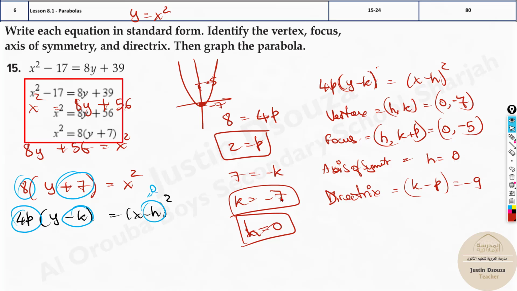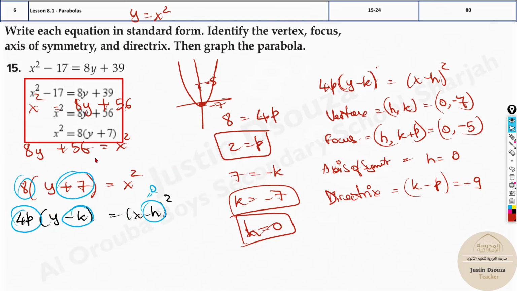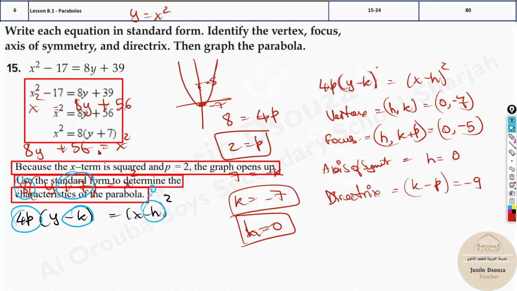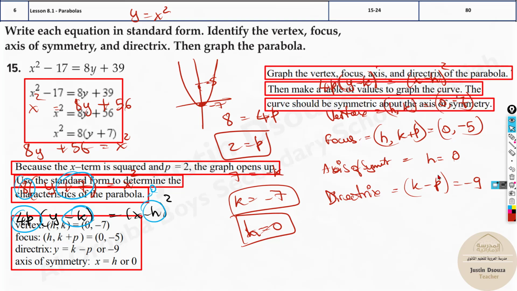Let's just look into it. So you can see this is the standard form we also got. We have just written it the other way around. You can write it this way also, it's fine. And then here, first is vertex 0, minus 7, focus 0, minus 5. Now directrix was minus 9, and what was the axis of symmetry? It's 0. With this information, you can graph.